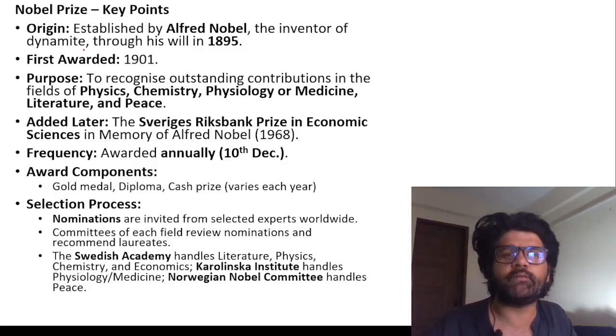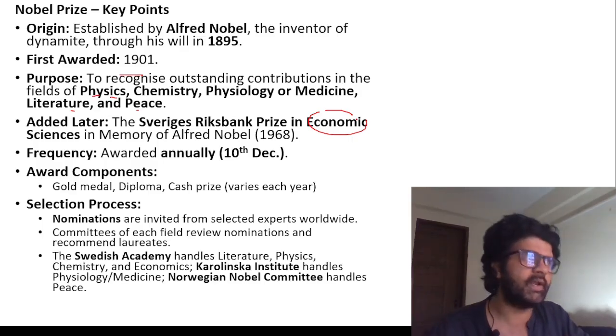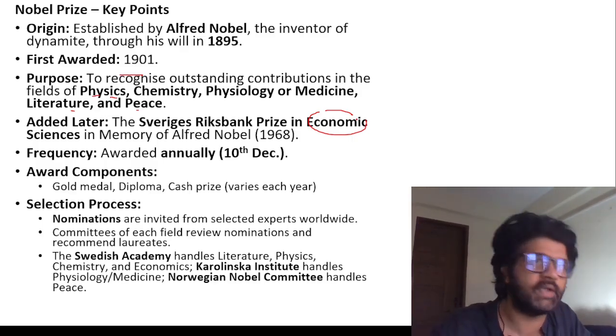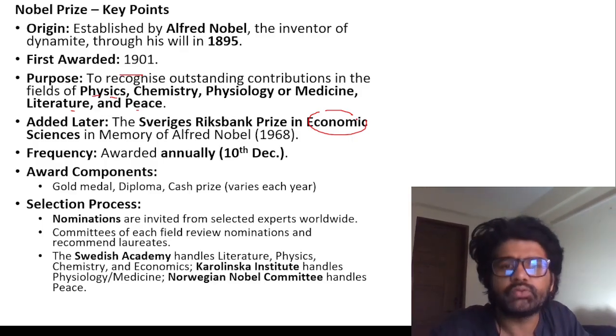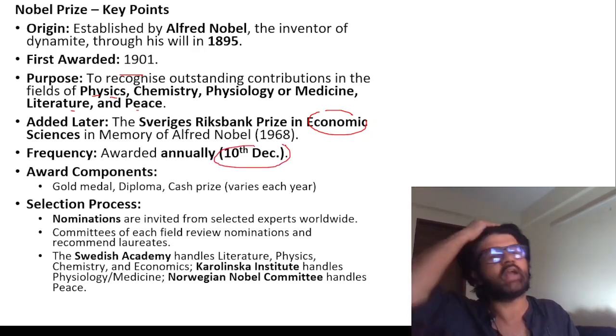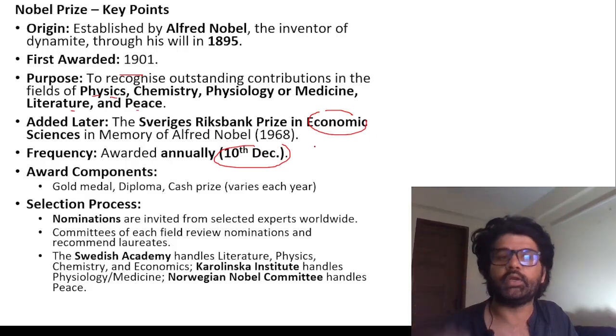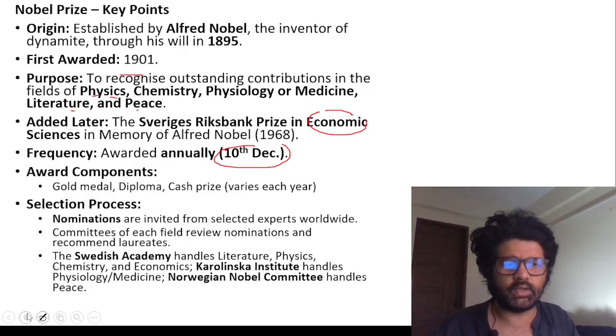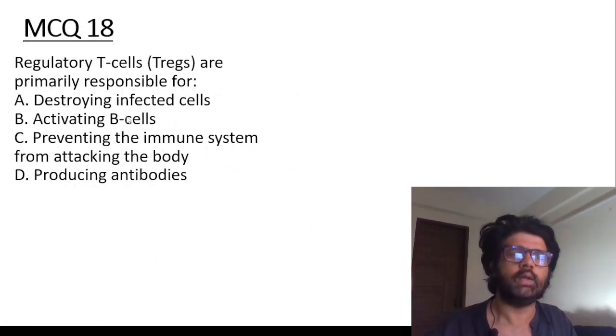Nobel Prize, Alfred Nobel. When it started, the Nobel Prize was only given for physics, chemistry, medicine, literature and peace. The economy prize was added later on. I've already made Economy Part 2 where we talked about this economy prize, prescriptive theory and all, so you can have a look at it. It is given annually on 10th December. They can ask you whether the peace prize was added later. No, the economy prize was added later. So you can see who is giving what prize in your free time. Have a look at it.